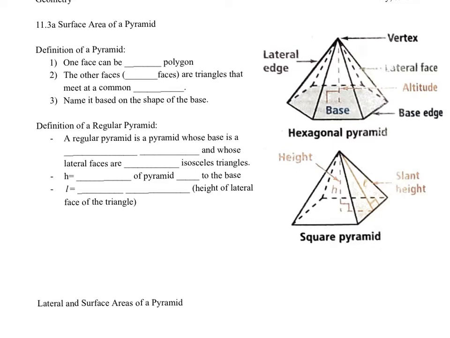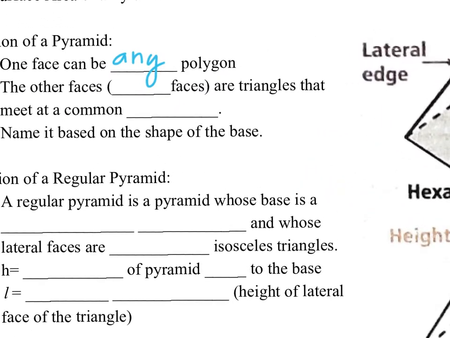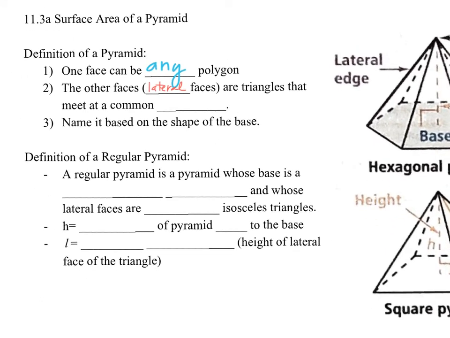So first thing, definition of a pyramid, some things that you need to know about a pyramid. First of all, one of your faces can be any polygon. So a triangle, a hexagon, a pentagon, a square. You can have a lot of different polygons for one of your faces. All of your other faces, which are your lateral faces, will be triangles that meet at a common vertex. So with pyramids, you have a lot of triangles.